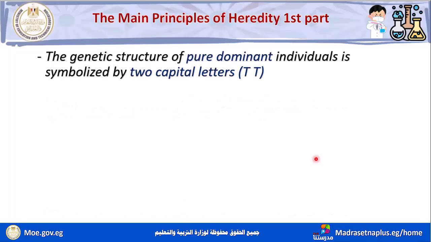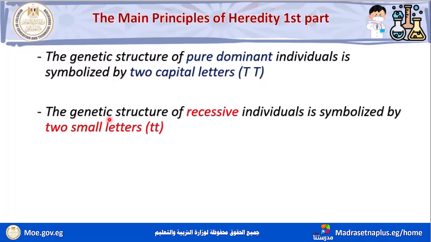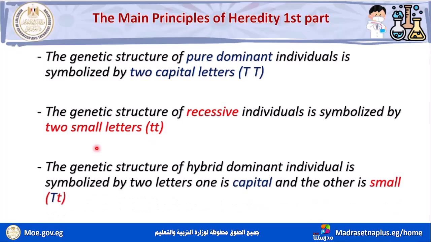To express the symbols for stem height or tall in the bee plant, the gene of tall stem trait is represented by T capital, and the gene of short stem trait is represented by T small. So the genetic structure of pure dominant individuals is symbolized by two capital letters, T capital, T capital. The genetic structure of the recessive individuals is symbolized by two small letters, T small, T small. And the genetic structure of a hybrid dominant individual is symbolized by two letters, one capital and the other small: T capital, T small.